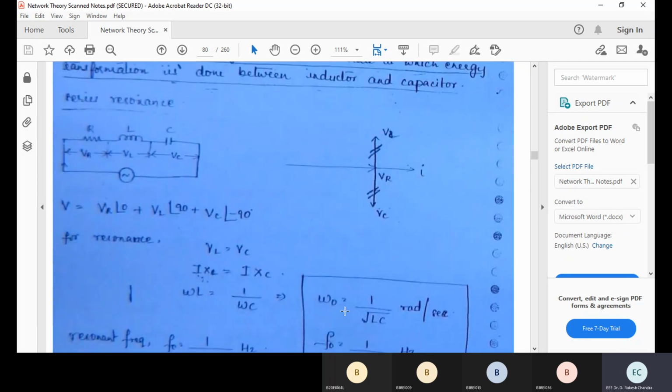In a series RLC circuit, at resonance, you will have the maximum current. Why will you have the maximum current? Can any one of you tell why we will have the maximum current in a series RLC circuit at the time of resonance?